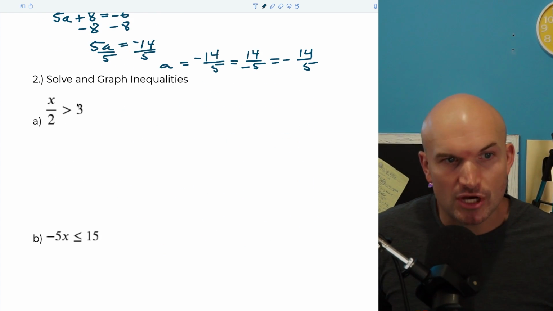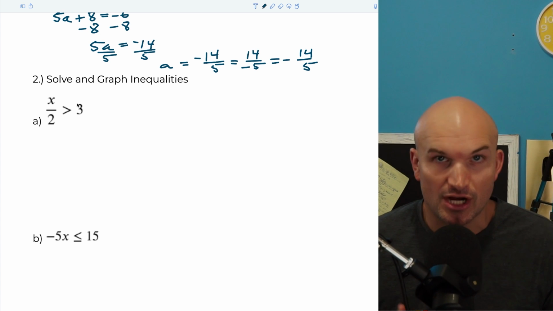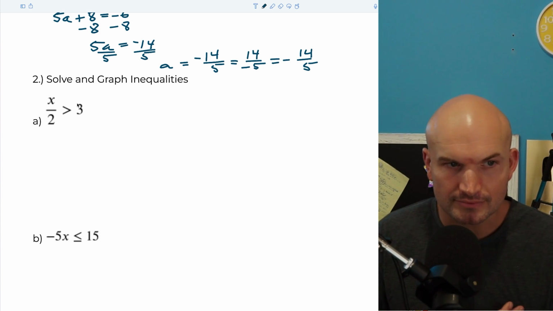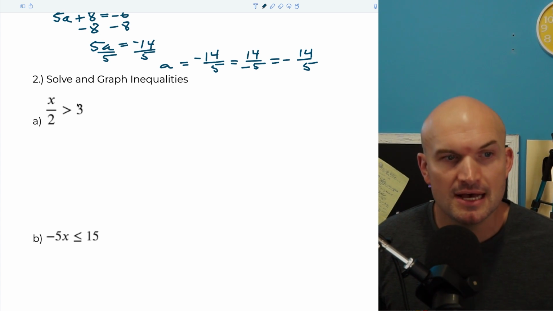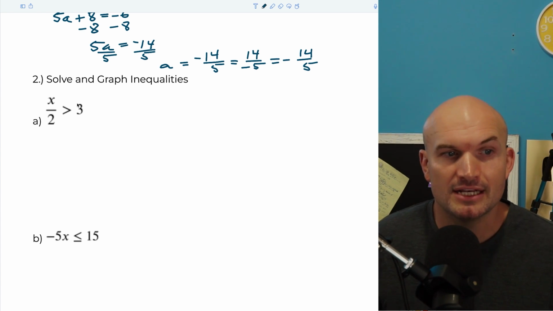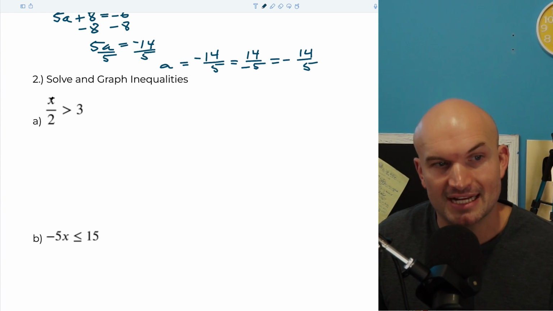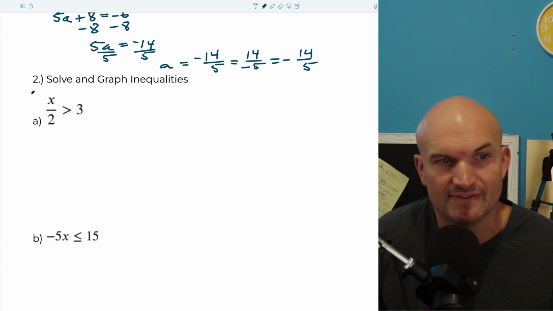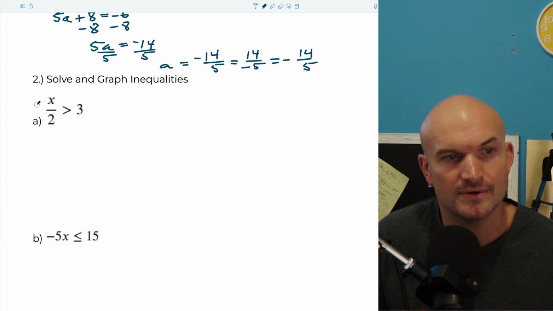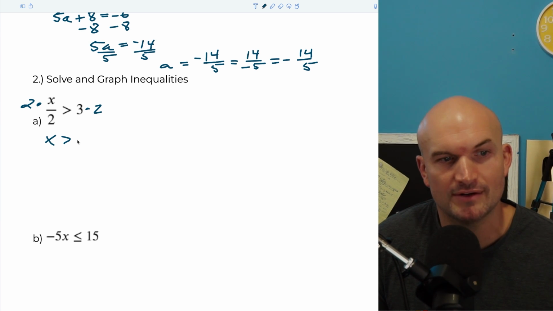All right, so the next one is going to be solving and graphing inequalities. In terms of the solving, it's basically the exact same thing. We're just going to be using our inverse operations, but then we're going to graph them using a number line. So in this case, you can see I have an x being divided by 2. So I want to undo dividing by 2. So to undo dividing by 2, I'm just going to multiply by 2. Right? So when you multiply by 2, now I get x is greater than 6.